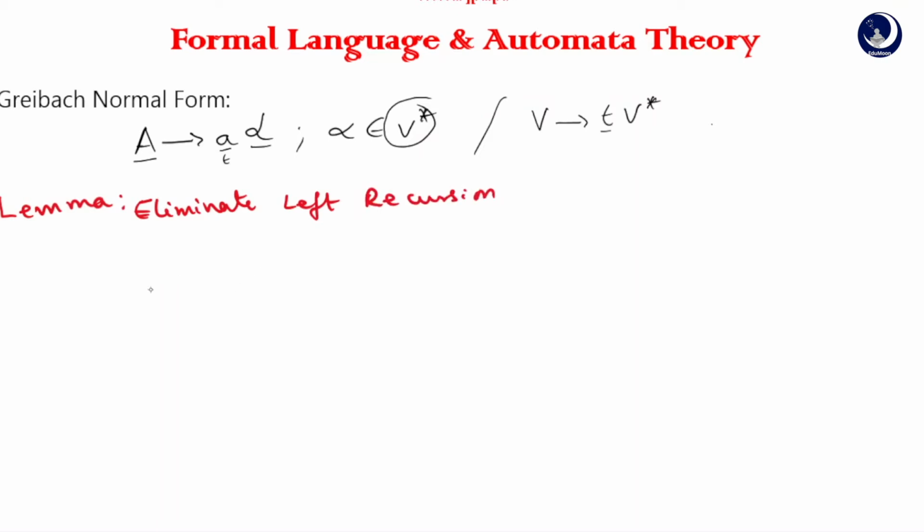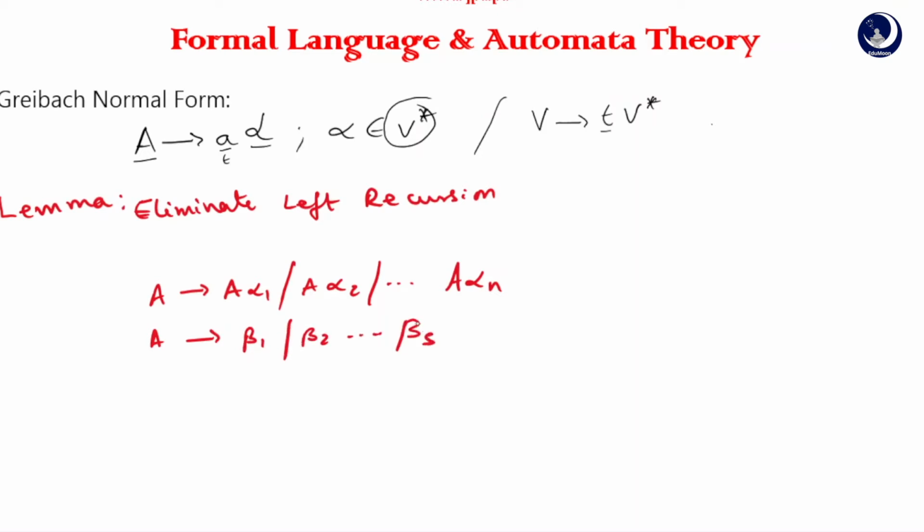For example, a grammar is given as A tends to A alpha 1 or A alpha 2 and so on up to A alpha n terms, and again A tends to beta 1 or beta 2 and so on up to some beta s terms. This is called left recursion. You can see that on the right hand side of the production rule, it starts with the same non-terminal which is producing it. When you draw the derivation tree, it follows like this, where A produces the same variable A an infinite number of times until it halts with some beta value. So this is called left recursion.